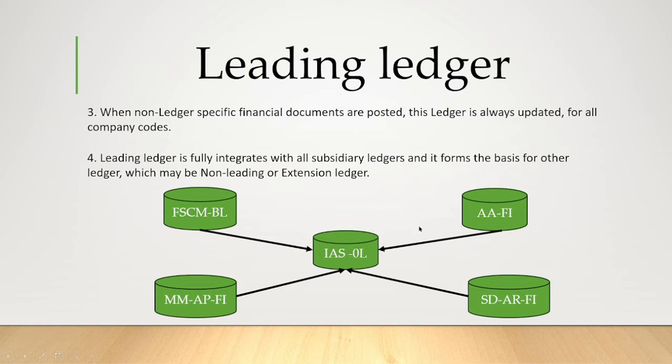So for example, you are following IAS as the leading ledger. It is integrated with different subsidiary ledgers. For example, FSCM, your bank ledger, asset accounting with FI, integration with accounts payable FI, and sales and distribution accounts receivable with FI. All these subsidiary ledgers are integrated with your main leading ledger. So the leading ledger is fully integrated with all its subsidiary ledgers.